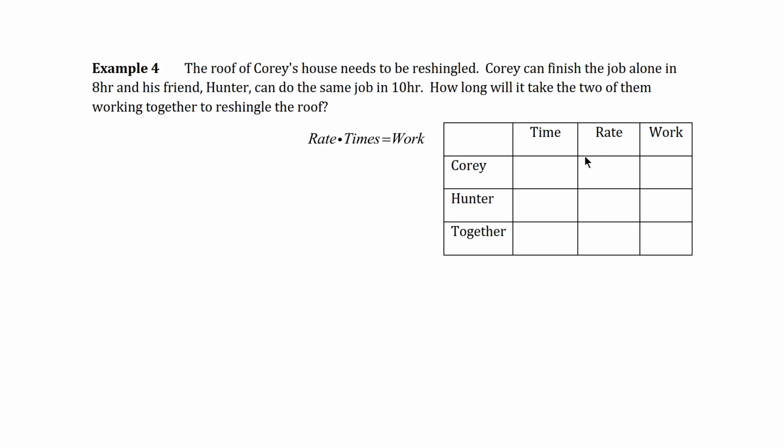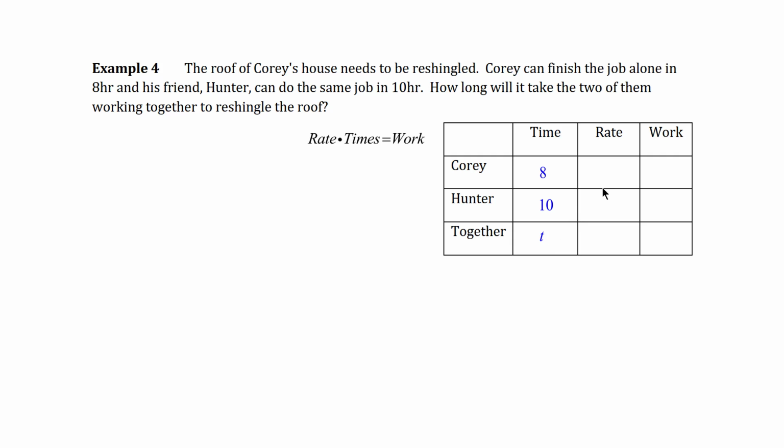So we know that Corey takes 8 hours to complete the job by himself. We also know that Hunter takes 10 hours to complete the job by himself. The time it takes for them working together is what we're trying to find. So we're going to use T to represent the time it takes for them working together to reshingle the roof.